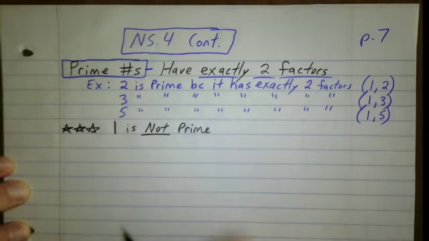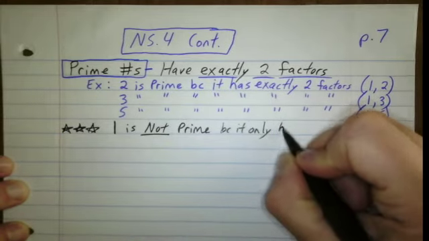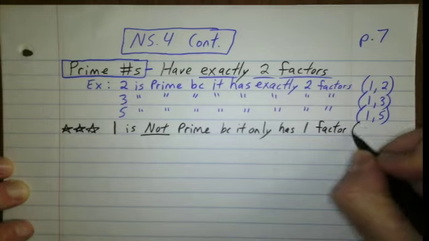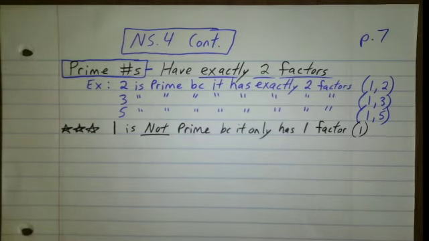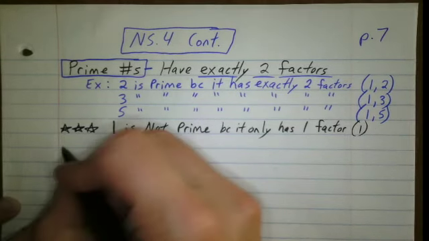So it's not prime, BC, because it only has one factor. And what is its only factor? It's just 1. It's just a lonely number 1. It doesn't fit into the prime category. It also does not fit into the composite category. So that's our other word, is composite.